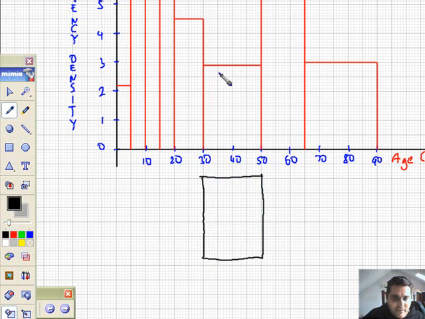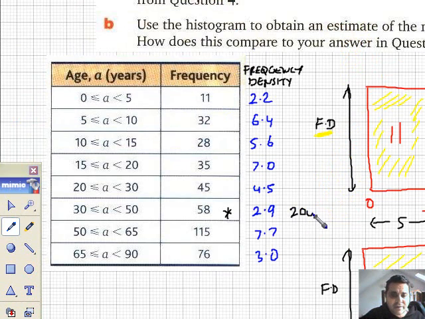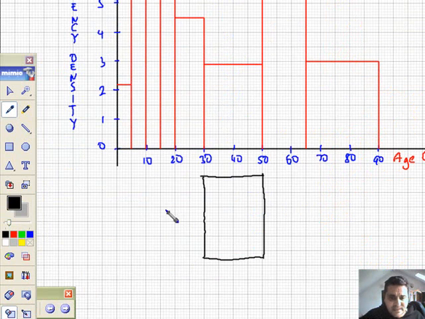It's got a height of 2.9, just to check again. There it is. This is the relevant grouping in which the 200th person is located. It's got a frequency density of 2.9, and the width I don't know yet. So I know it goes from 30 to 50 maximum.